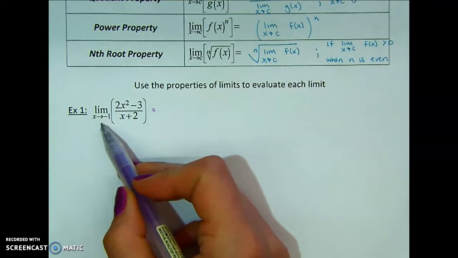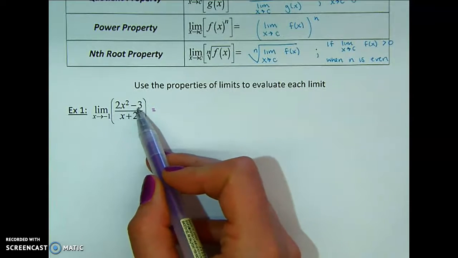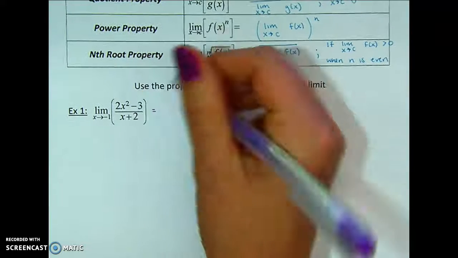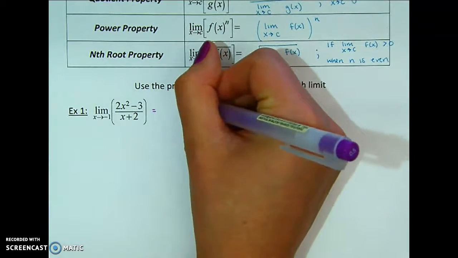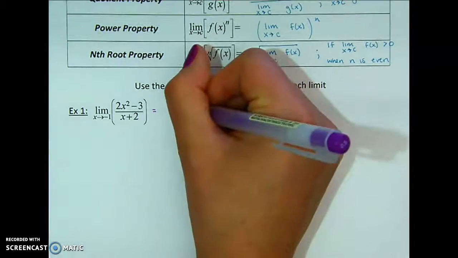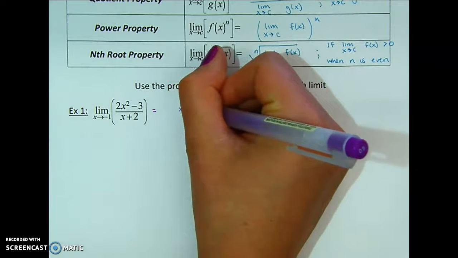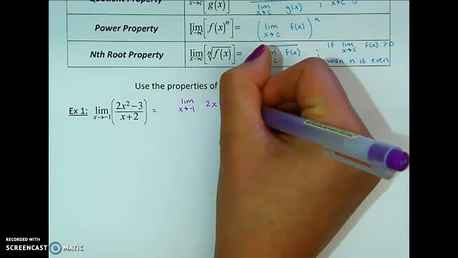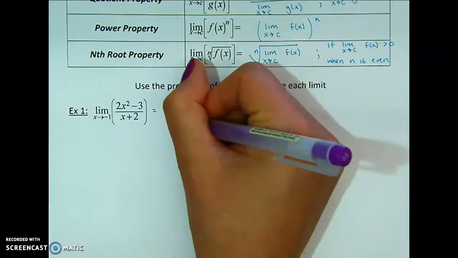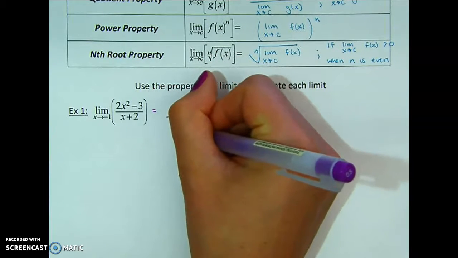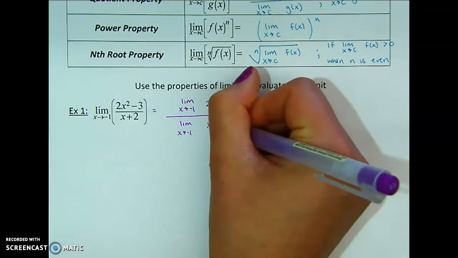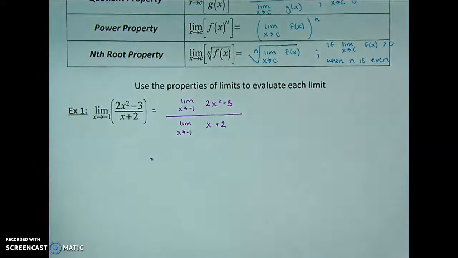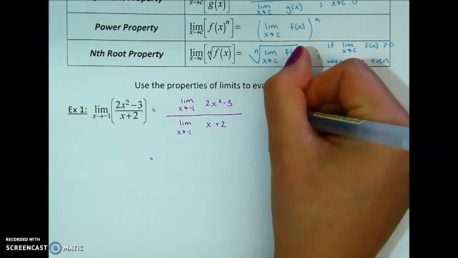So I have the limit as x approaches -1 of 2x squared minus 3 over x plus 2. Because I'm dividing, the first thing I'm going to do is use the quotient property. So I'll rewrite this as the limit as x approaches -1 of the numerator, which is 2x squared minus 3, divided by the limit as x approaches -1 of the denominator, which is x plus 2. So this is the quotient property.